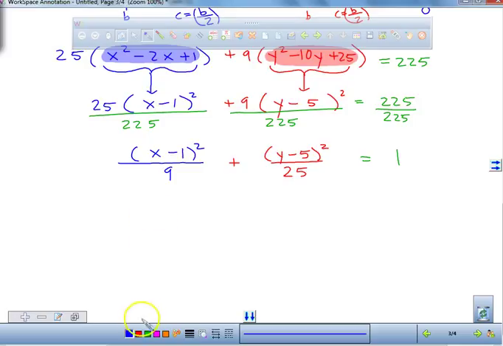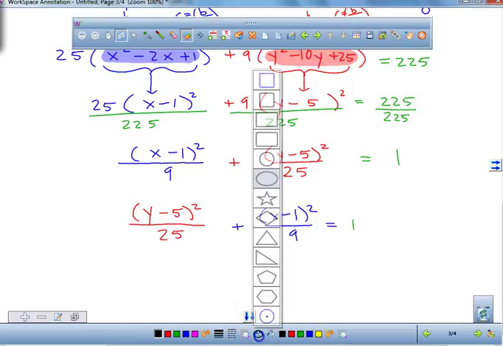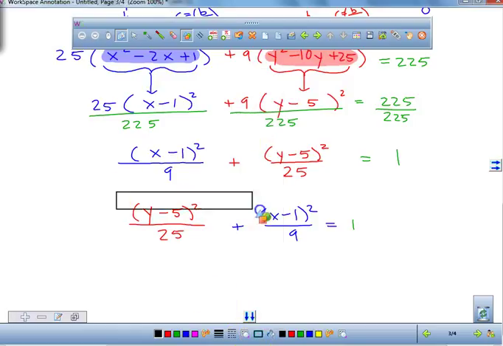So here's what I want you to do. Here's your final equation that you're going to write on your paper. Here we go. Y minus 5 squared over 25 plus x minus 1 squared over 9 equals 1. That right there is your final equation.